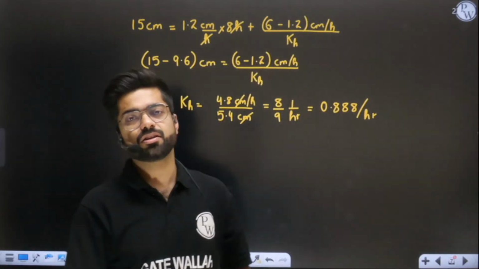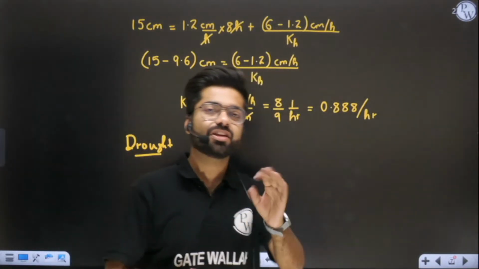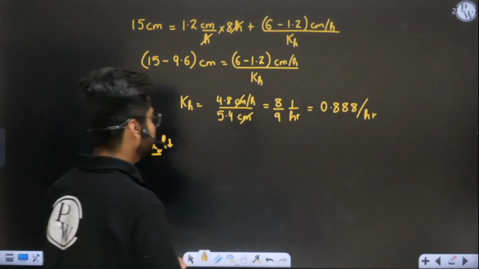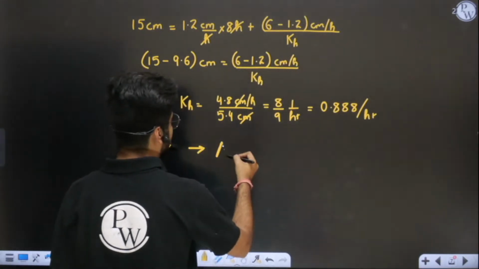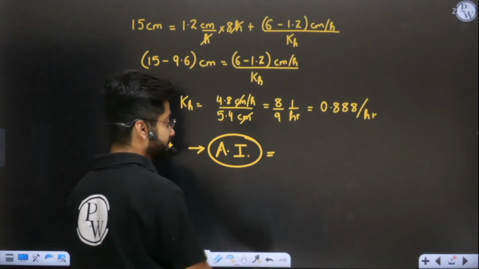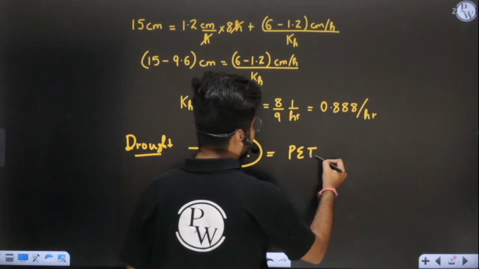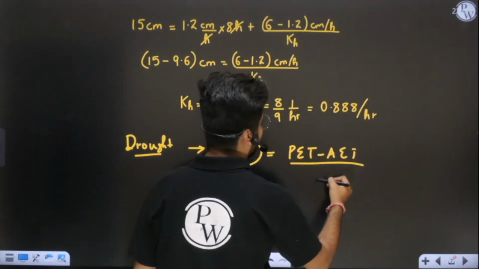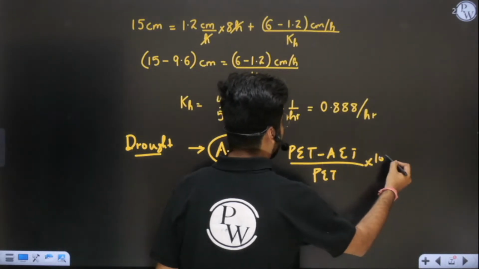Meteorological drought means when you can say more than 25% decrease in precipitation is there. Agricultural drought is measured by an index known as aridity index. Very important. This is very important. The formula for which is given by PET minus AET upon PET into 100. Okay, you have to remember this.